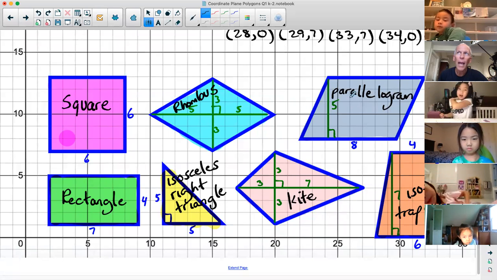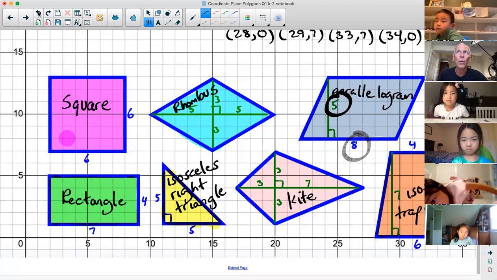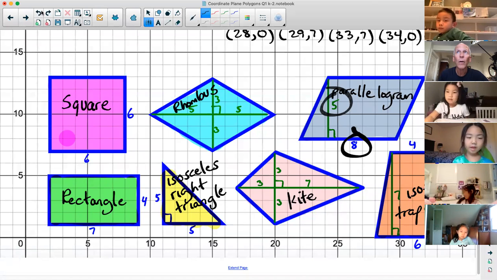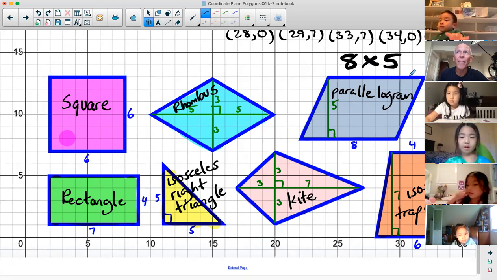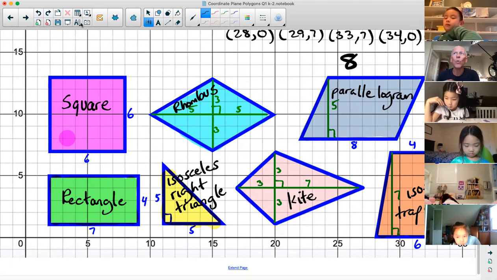You could name it by its base and its height. Go for it, Larry. What do you think there, Larry? 5 and 8. Yes, everybody say it. It's an 8 by 5. But we don't say 8 and 5. We say 8 by 5 parallelogram. Now, everybody say the word parallelogram.